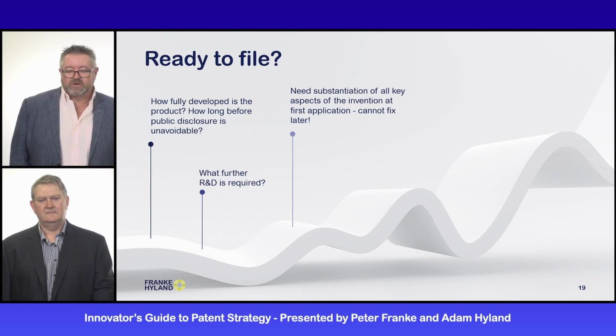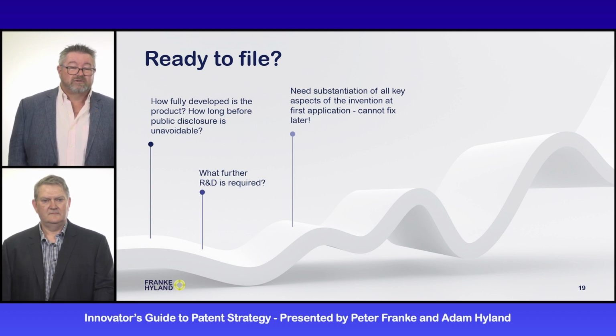Under previous patent legislation in Australia, you could file a more general application at the outset and then improve it later, but that's no longer the case. So even if we're filing a provisional application, we're pretty much going to have to run with what technical detail we've put in that provisional application.